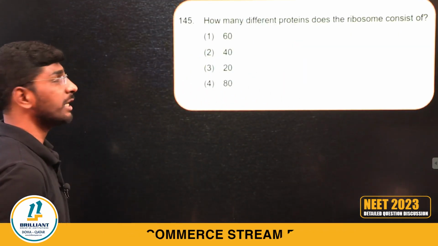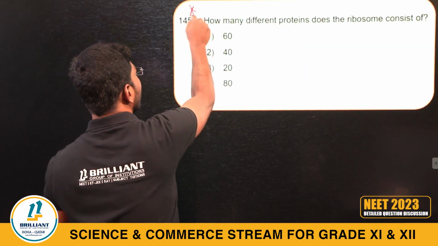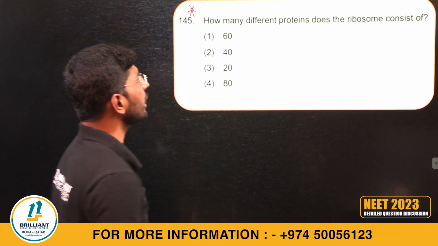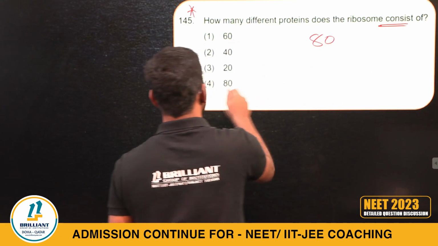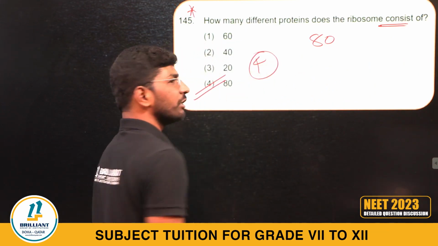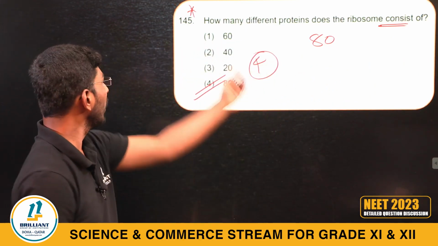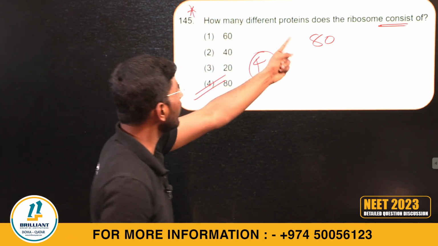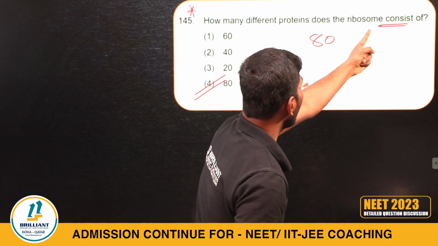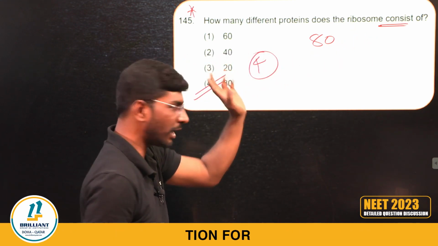145. This is a direct NCERT question. How many different proteins does the ribosome consist of? 80. Direct NCERT, 80 proteins. So the option will be 4. Ribosomes consist of 80 different types of what? Tell me, proteins does the ribosome consist of. 80 proteins are present.